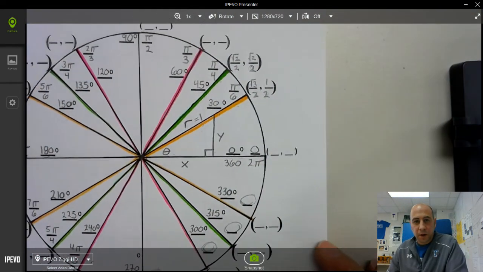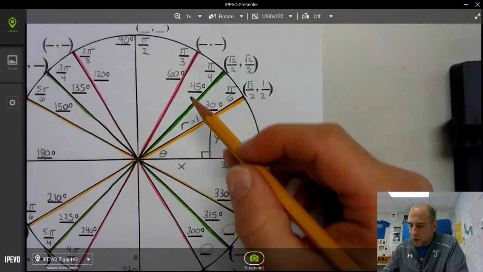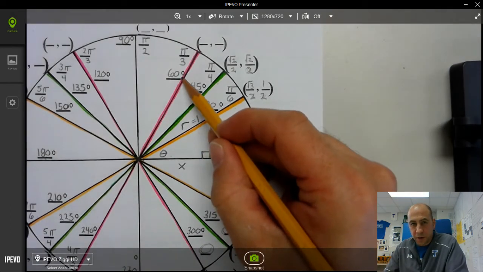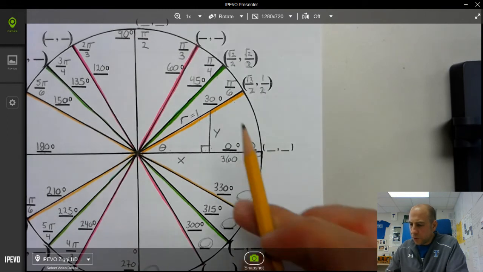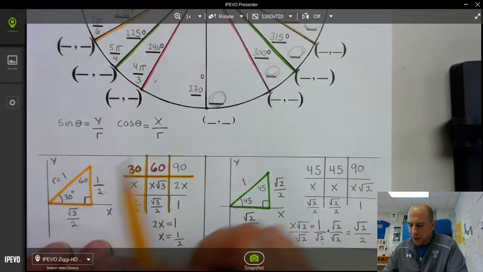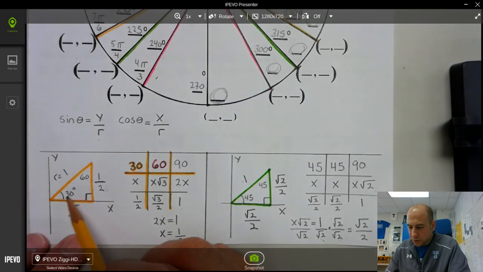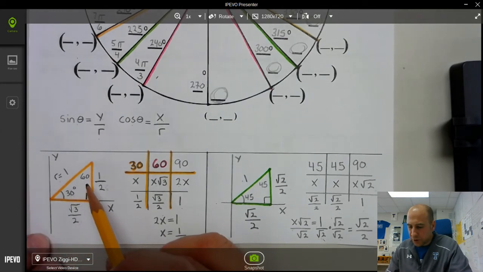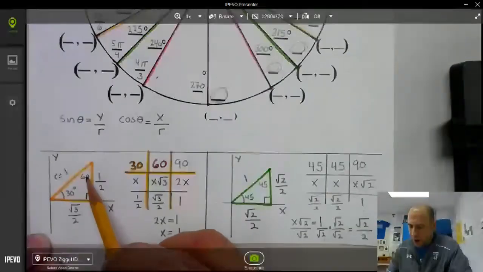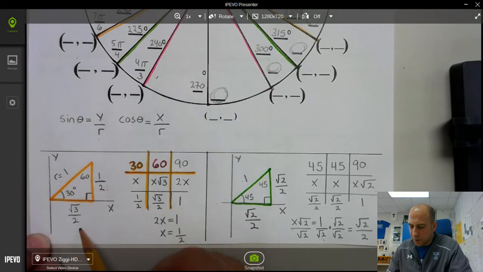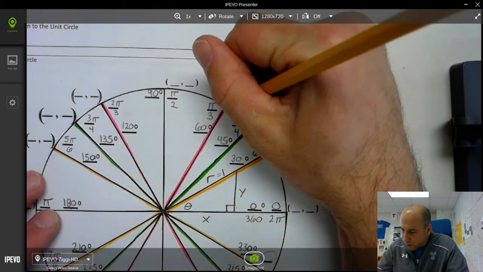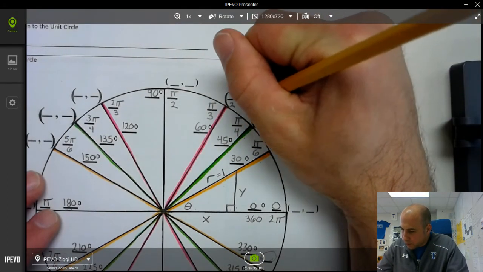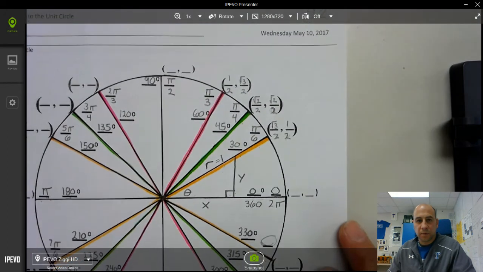Now, we don't need to draw another triangle because this is a 60-degree triangle. So we know that 60 is going to be here. This is going to be reversed, so the x value is going to be 1/2 and the y value will be square root of 3 over 2. So this point is 1/2, square root of 3 divided by 2.